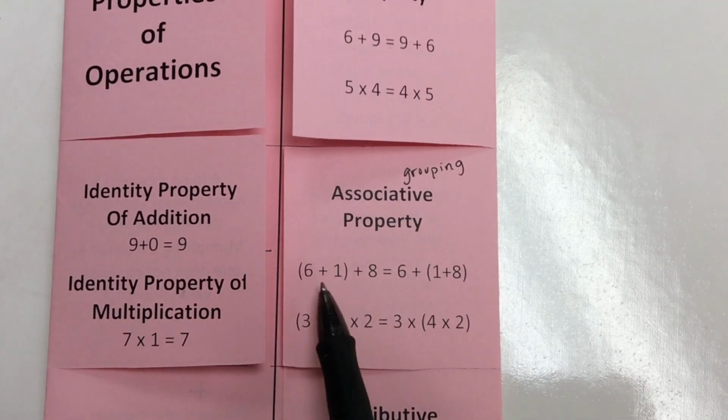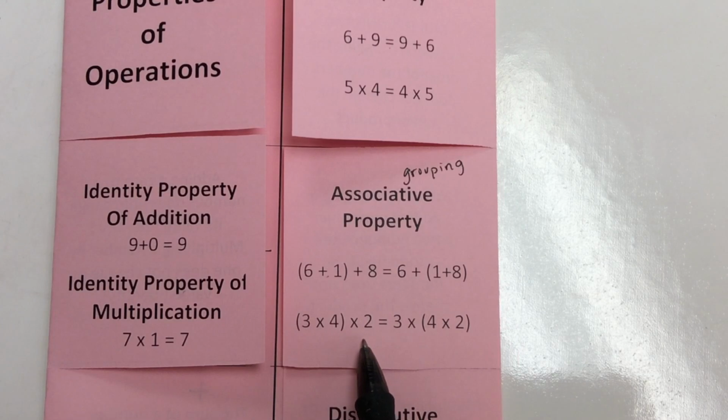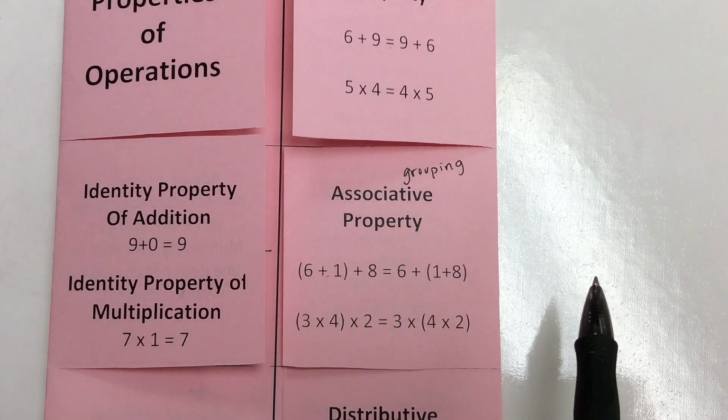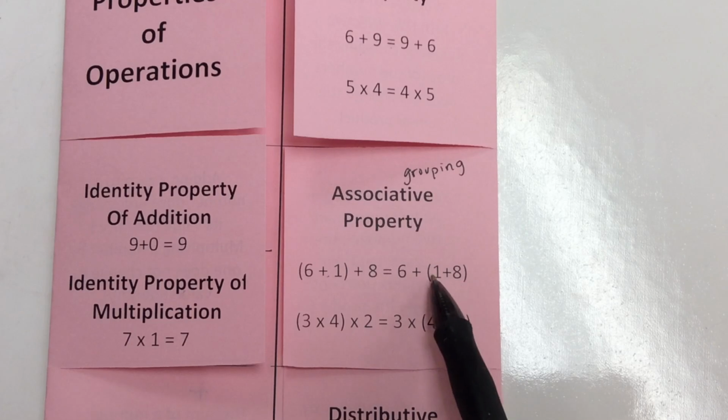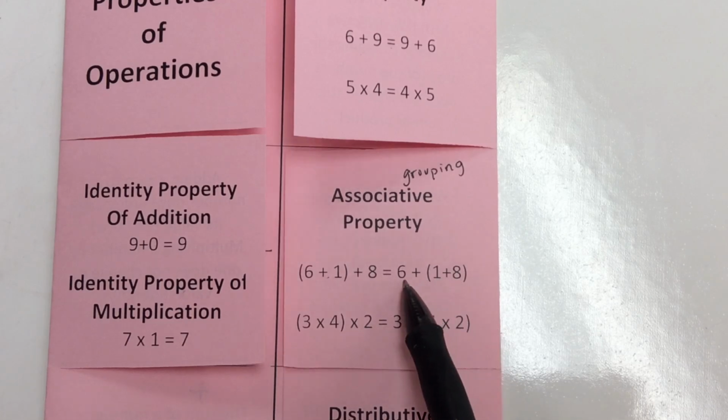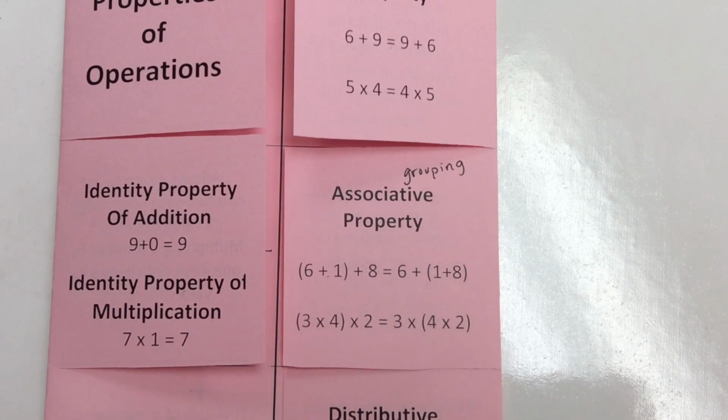Now this means for addition or multiplication, I can group these numbers however I like. So right here, this says I would do 6 plus 1 first and then add it to 8. So 6 plus 1 is 7, plus 8 is 15. Over here, this one says I would do 8 plus 1 first and get 9, and then add 6 to that 9 and get 15.